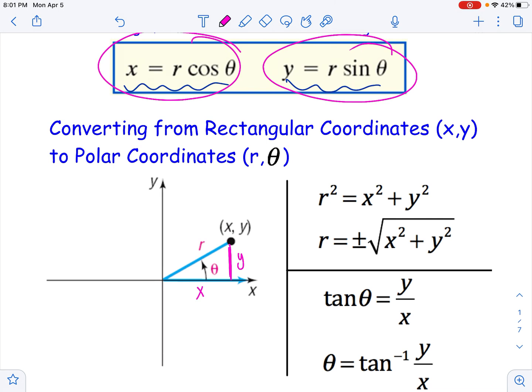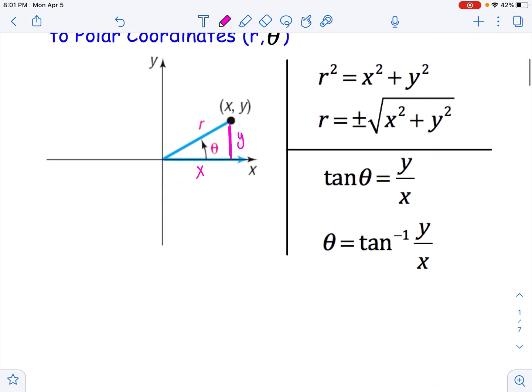But what happens if I know x and y? How could I find r if I know x and y? Well, since this is a right triangle, we can use the Pythagorean theorem. x squared plus y squared is equal to r squared. So that gives us our first link: if I know x and y, how can I find r? Or if I know rectangular, how can I find those polar coordinates?